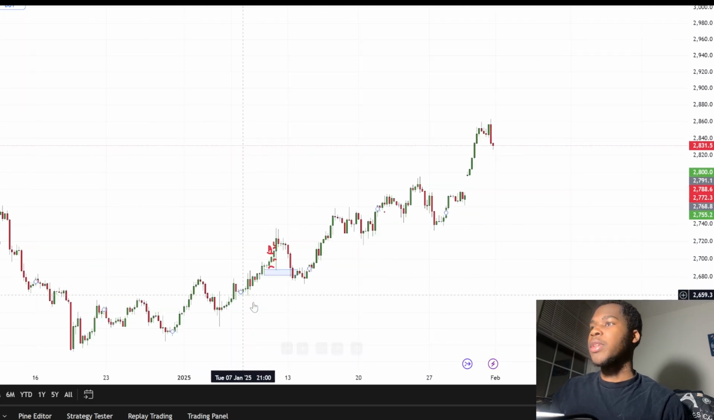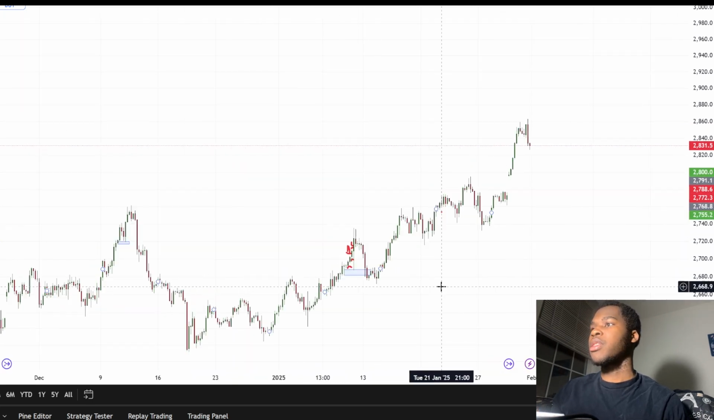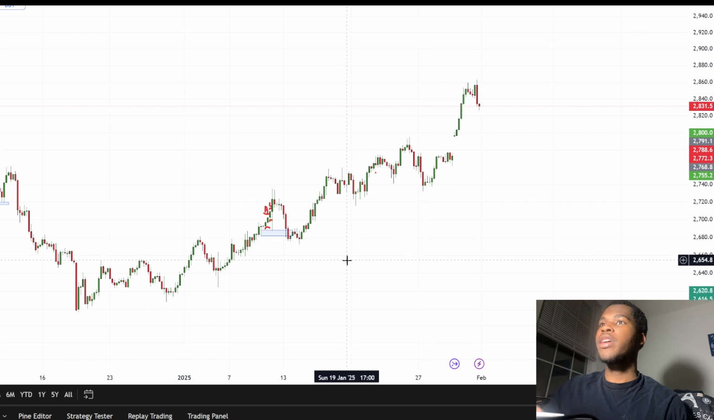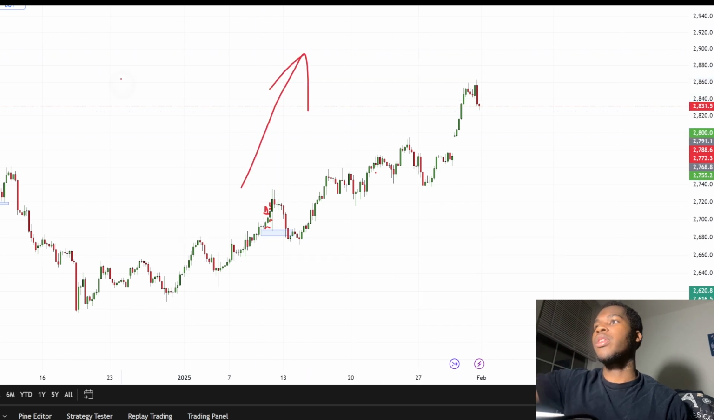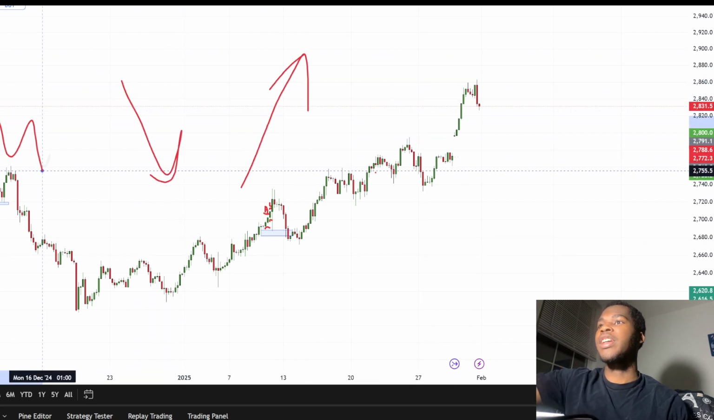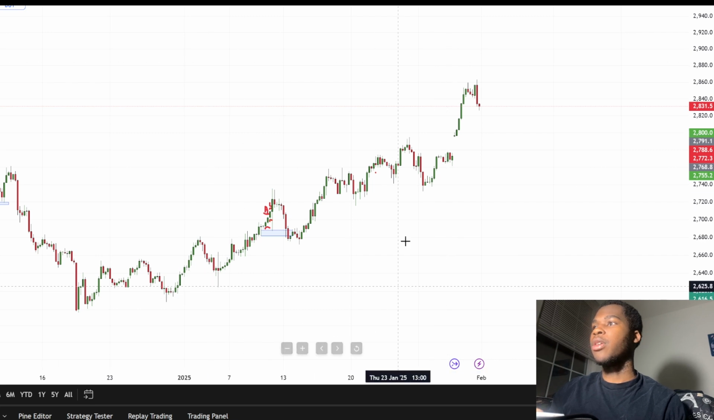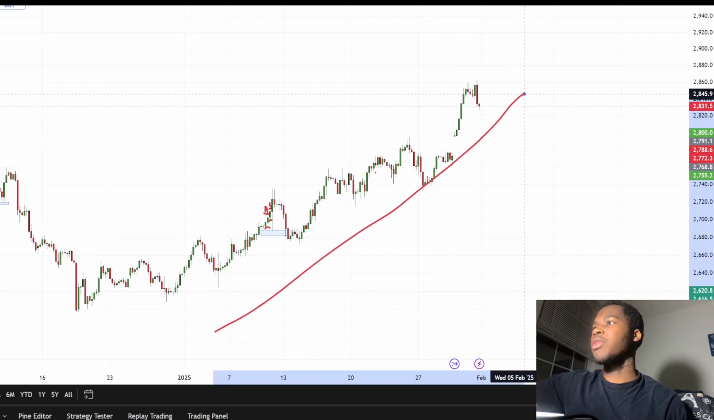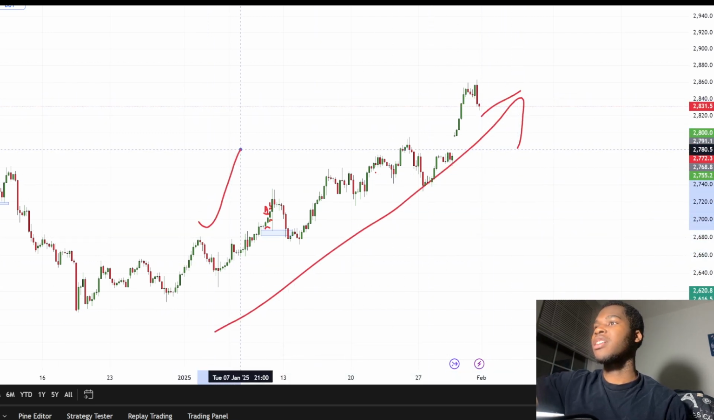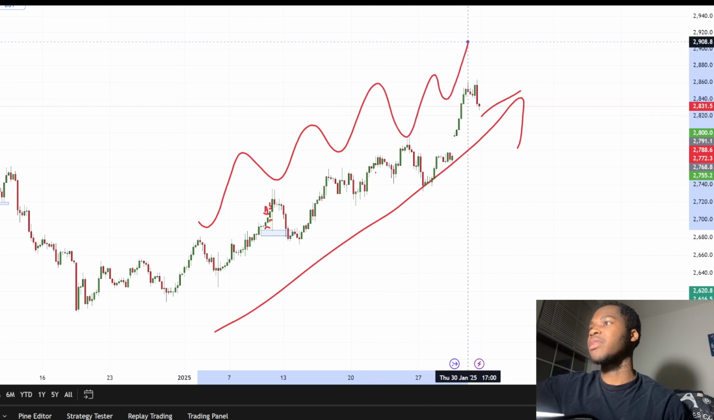We first want to be looking at our market structure. The market is either moving one of 3 ways. We are either in an uptrend or a downtrend, or we are moving sideways. Right here I have gold. We are obviously moving in an uptrend where we are making higher highs and higher lows every single time, kind of like a wave moving up.